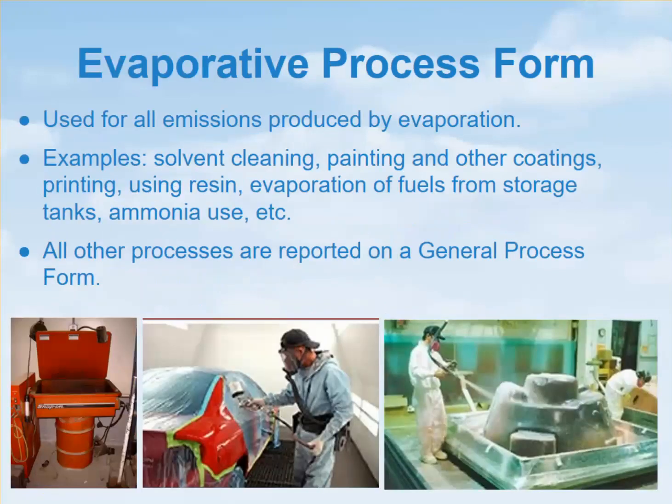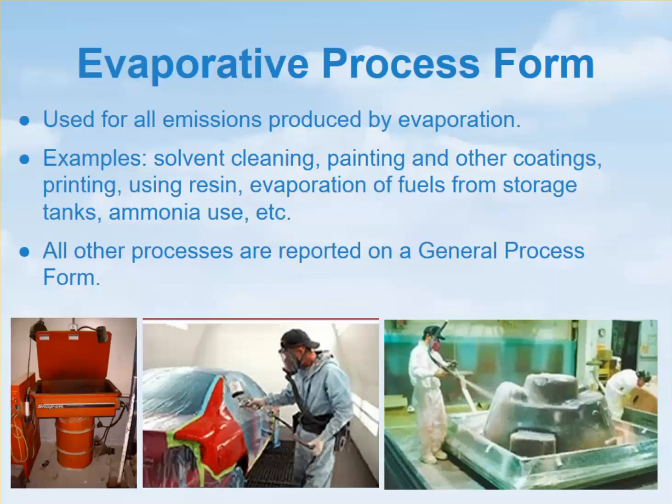The evaporative process form is used for all emissions produced by evaporation. Examples include solvents, painting, printing, resin, fuel evaporation from storage tanks, ammonia use, etc. All other processes are reported on a general process form.